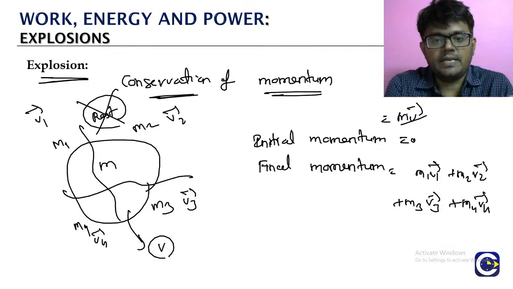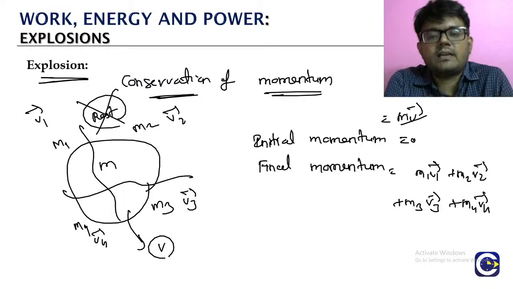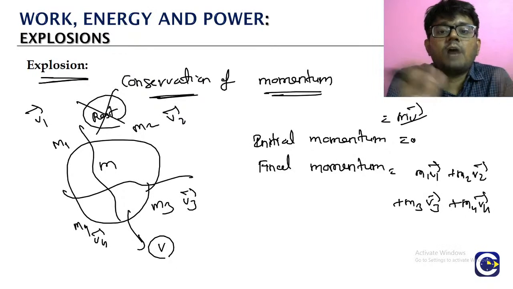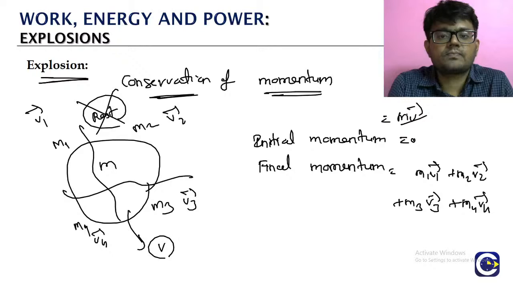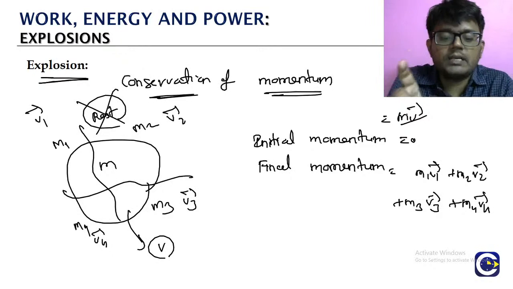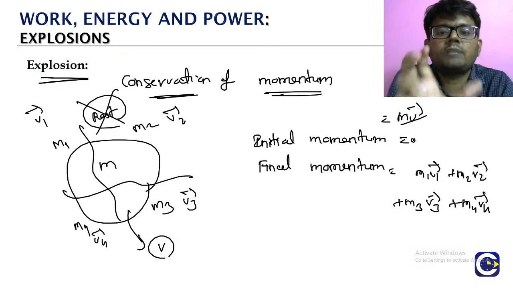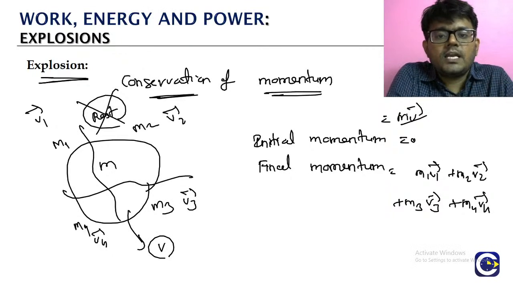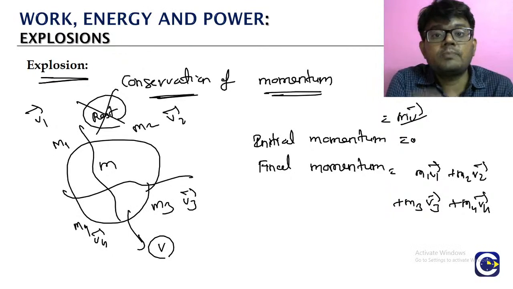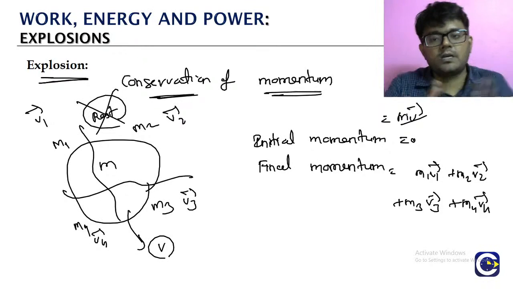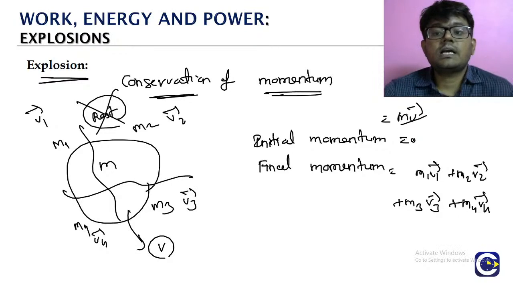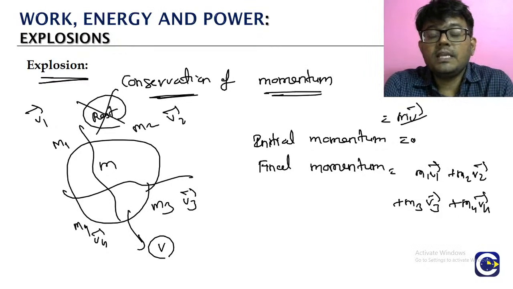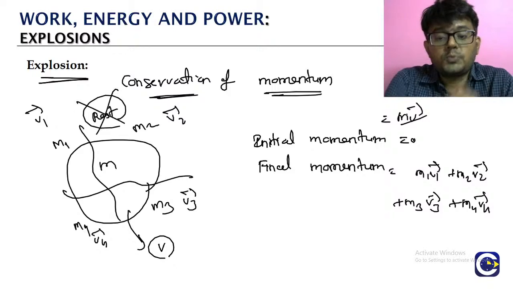Whatever is the initial momentum, most of the cases the object will be at rest. Sometimes the object before the explosion might already be moving. Then the initial momentum is the momentum of that body before the explosion, and that will be equal to the final momentum. Final momentum means the total momentum of all the parts that come out of the explosion, which we have to add. Okay? So this is about the conservation of momentum in case of explosion.